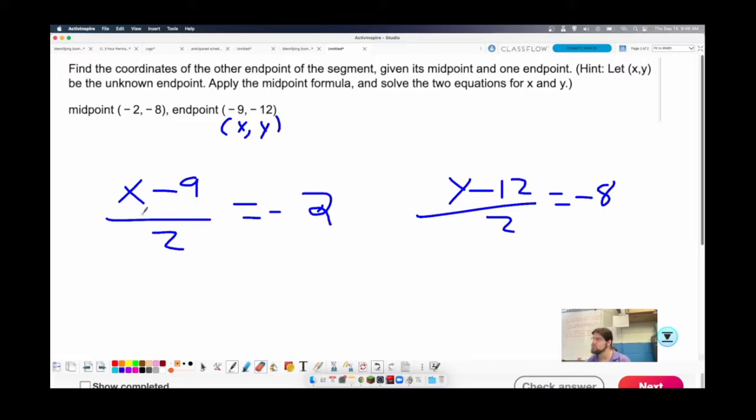Why would you do that if it's already there? What's already there? Because what does the question ask you? It's not asking you for the midpoint, it's asking for the other endpoint. So we can figure out what the other endpoint is. We're trying to find the other end.